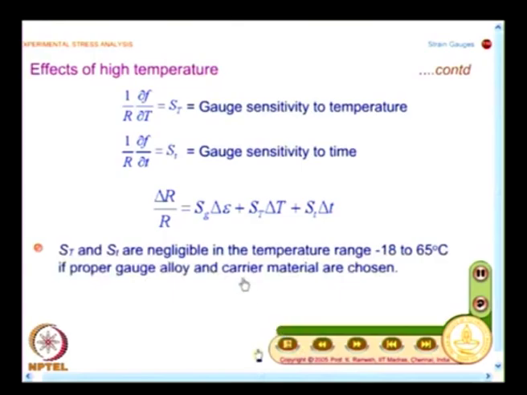What is mentioned here is the factors S capital T and St are negligible in this temperature range, minus 18 to 65 degree centigrade. A variety of problems exist in this regime, and what you need to be careful about is you need to select the proper gauge alloy and a suitable carrier material for these applications. But when I work beyond this temperature, I need to account for the effect of time.